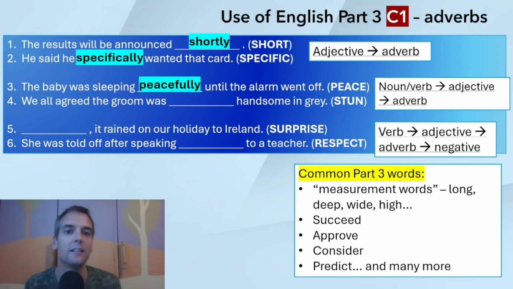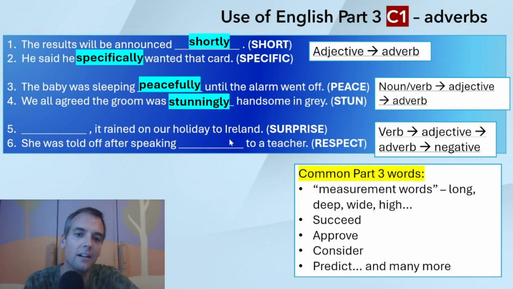How was the baby sleeping? Peacefully. And number 4, to stun is a verb, which means to shock or surprise. So you were looking stunning, as in you were surprising everyone with how handsome you were. How handsome were you? Stunningly handsome, with a double N, because of the rules of doubling consonants. We have consonant, vowel, consonant, and we have the stress on this syllable because it's only one syllable. So we double the N.